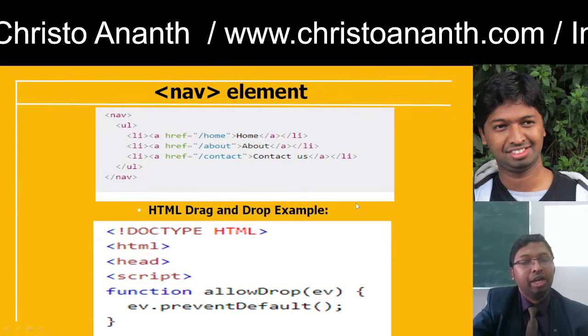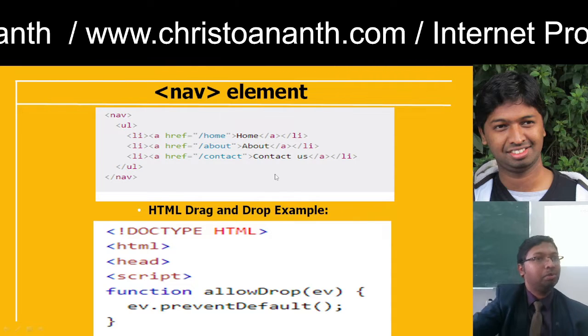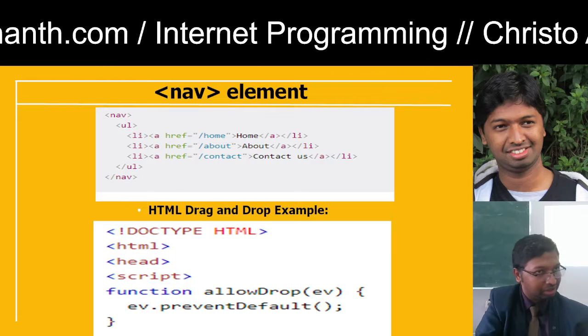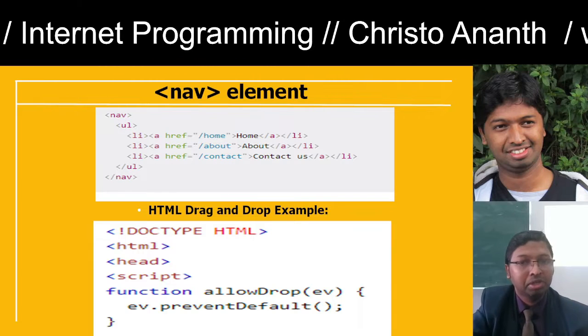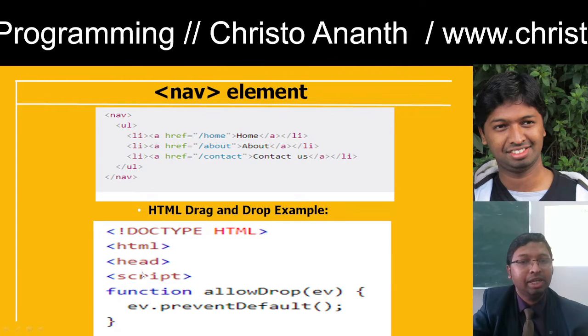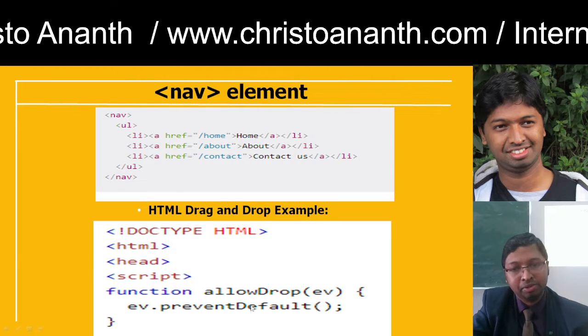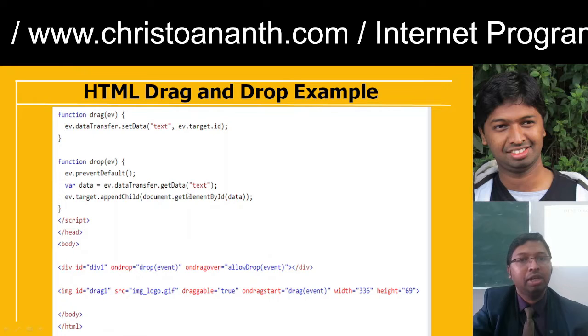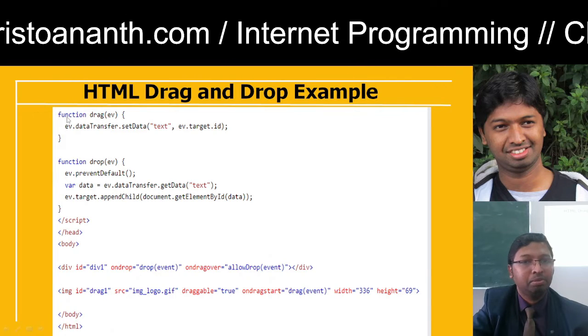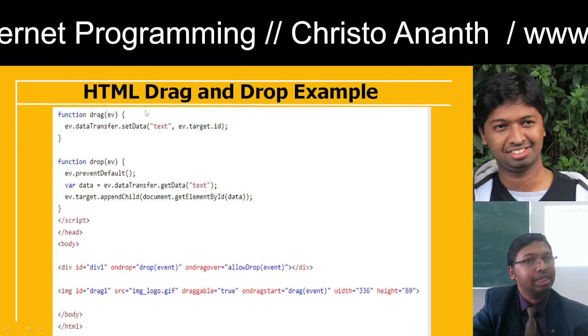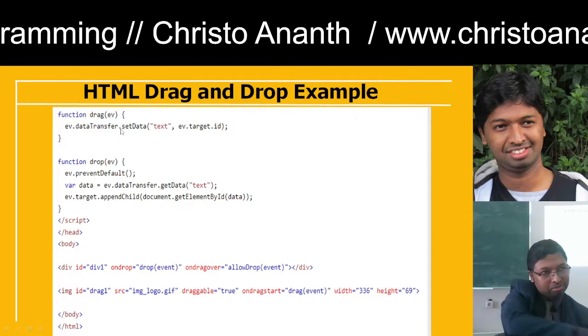Okay. And you can also have drag and drop. For example, one image is there, you can drag it and put it inside a square box. Okay, so doctype html, head tag, script, function allow drop. Okay, so event prevent default function. And you have the drag function, event dot data transfer dot set data, the text. Okay, so this one you are going to drag.